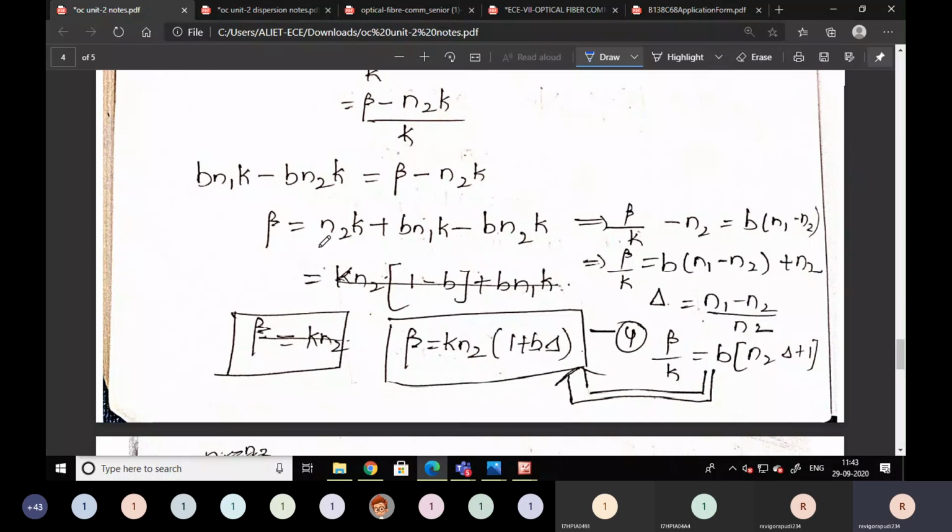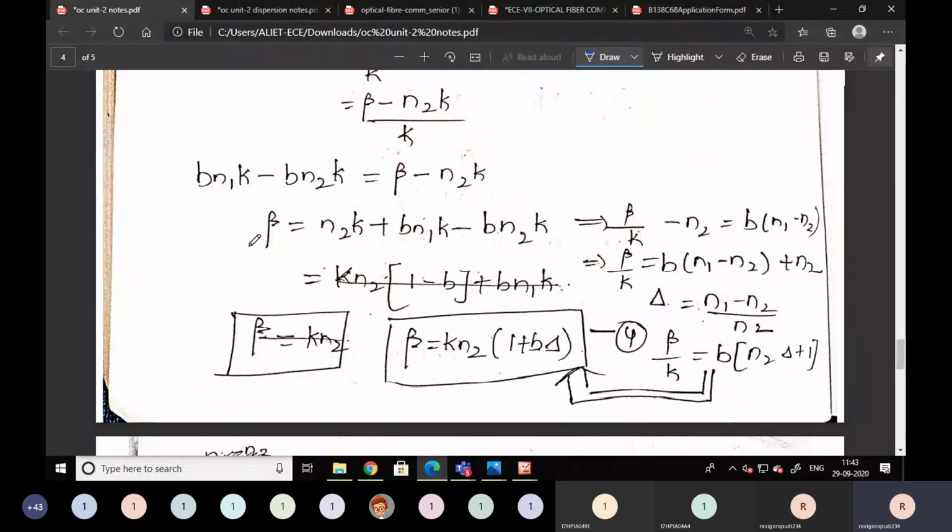From this, beta is equal to kn2 into 1 plus b delta. This one we already derived. In all terms we have k, so in any way you can do it, no problem. That's why I'm taking k common.